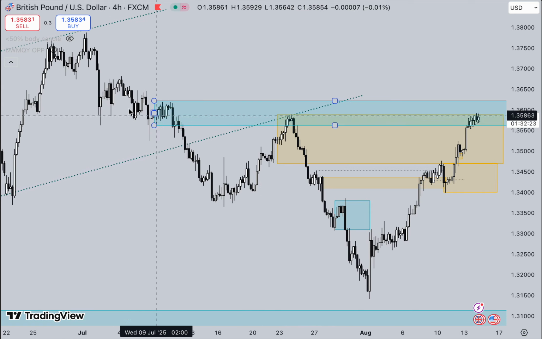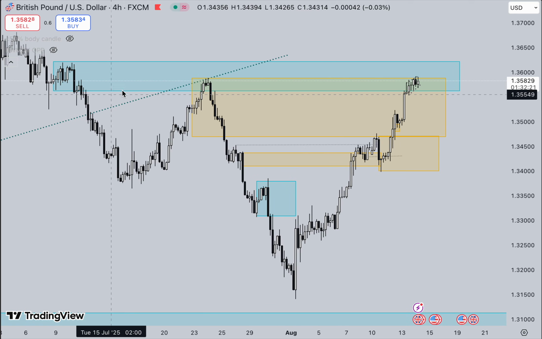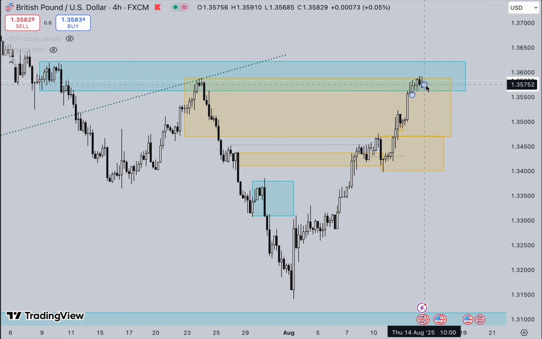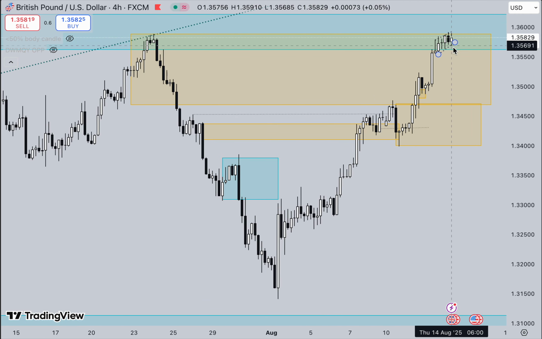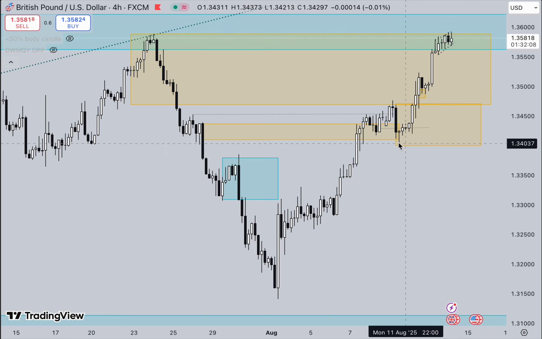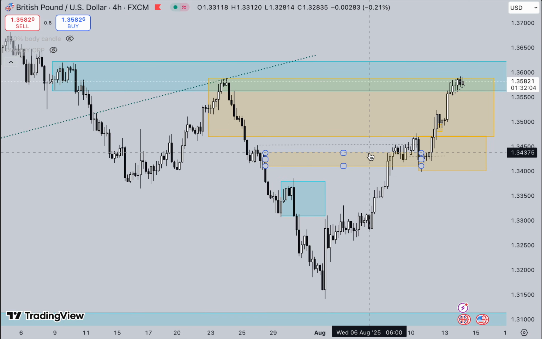Here we have another area of supply which we're waiting for, where the market came into it and is giving us a consolidation. If the market breaks below it and retests, then we can start to find lower prices, perhaps to take out these lows right here.